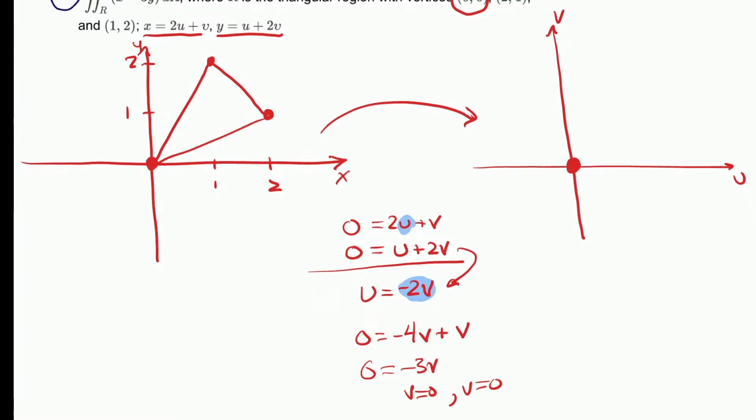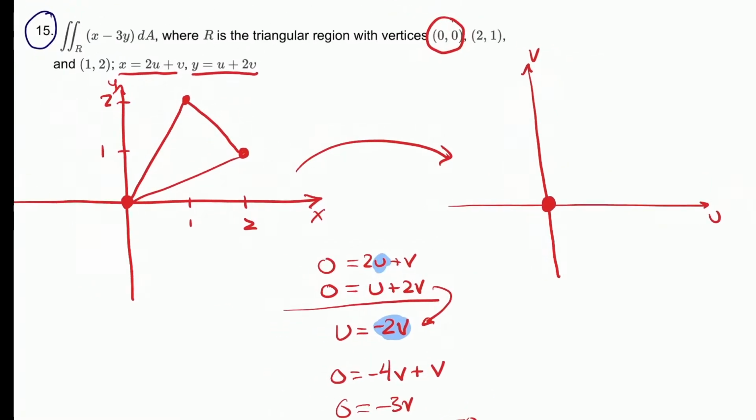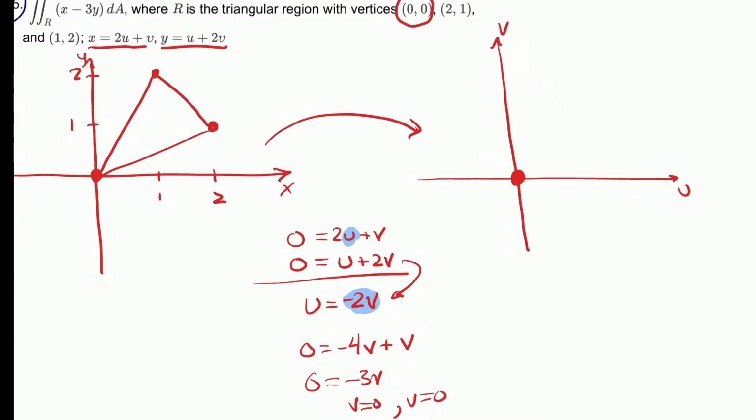That's one of the 3 points, though. Let's do the next two. So with 2, 1, 2 is equal to 2u plus v. Notice I'm using this equation. Whoops. I'm using the equation up on the upper left. X is equal to 2u plus v. Y is 1. So I'm doing this one now. 1 is equal to u plus 2v.